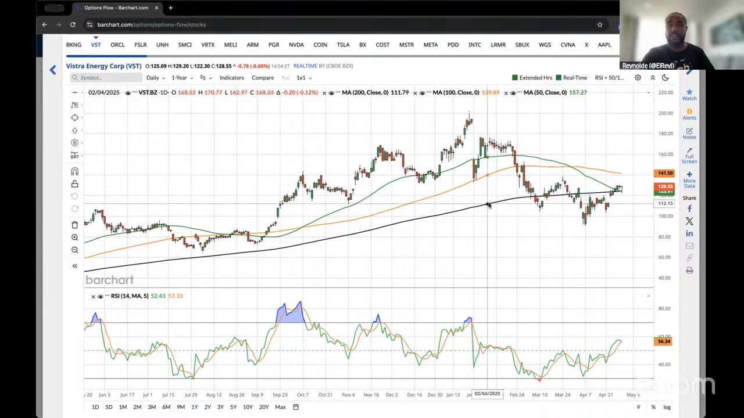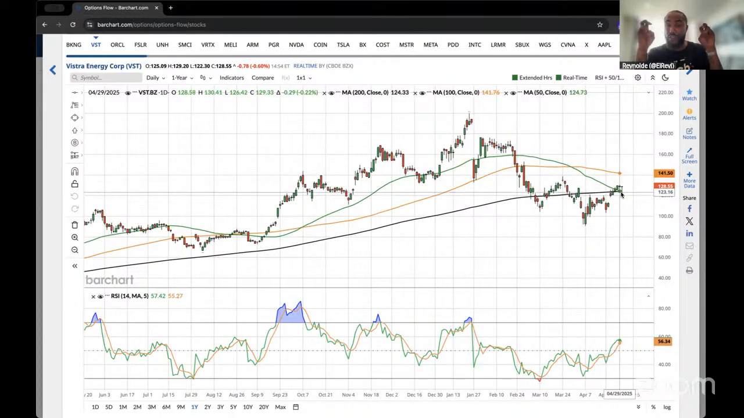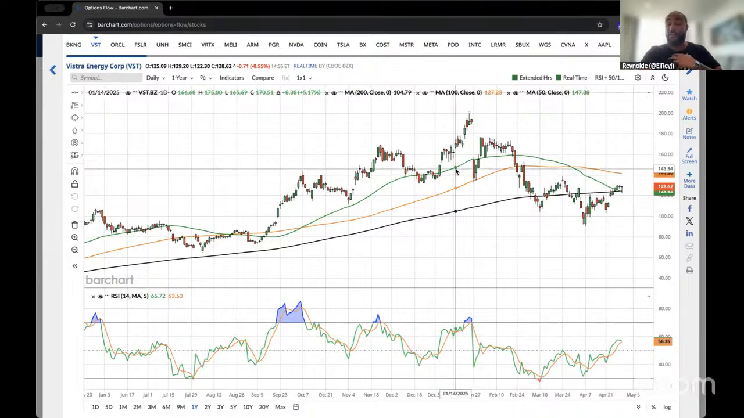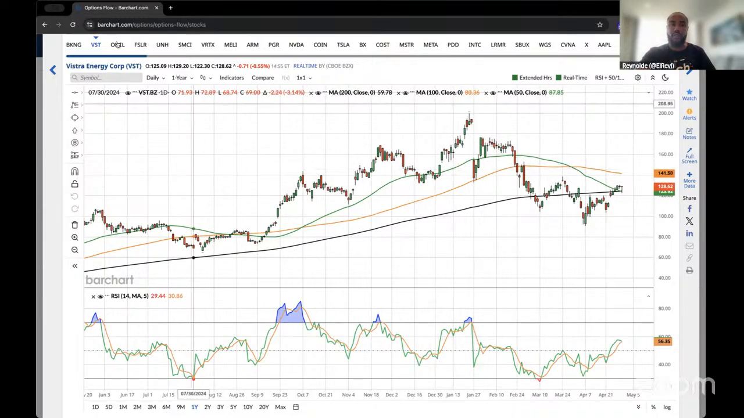So you have the black line here, which is your 200, and then you have the green line, which is your 50. This crossing is essentially what they call the death cross. So somebody's expecting Vistra Energy to fall lower based on what it's doing with its moving averages. Now, I don't know that for sure, but that's the assumption that we can make.